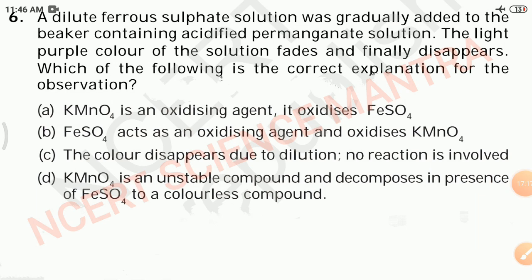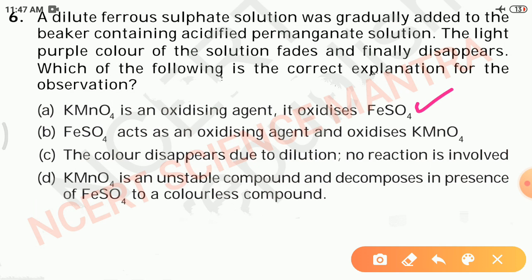Now, after understanding the concept, we will discuss the explanation. A is: KMnO4 is an oxidizing agent. It oxidizes FeSO4. Yes, this is correct. Ferrous sulfate acts as an oxidizing agent and oxidizes KMnO4. That is wrong. Already explained.